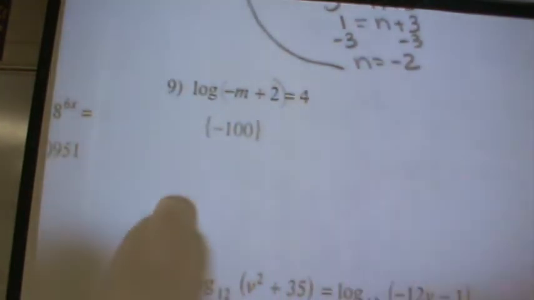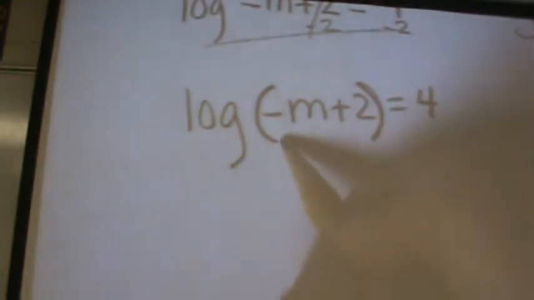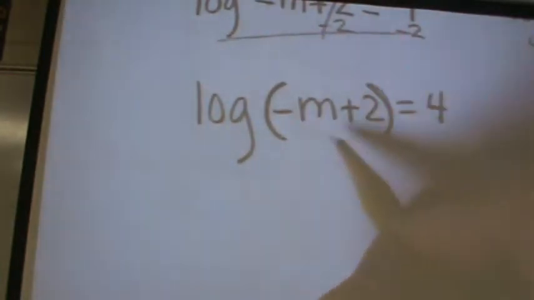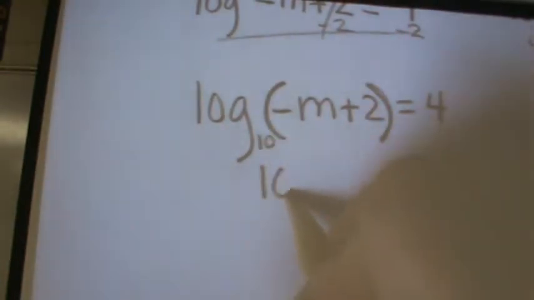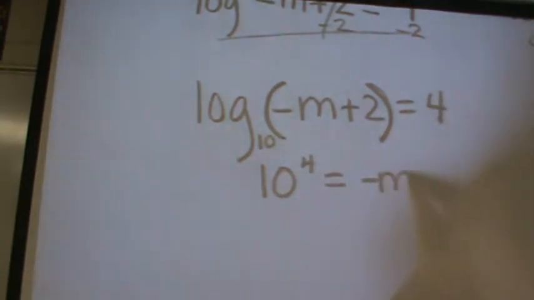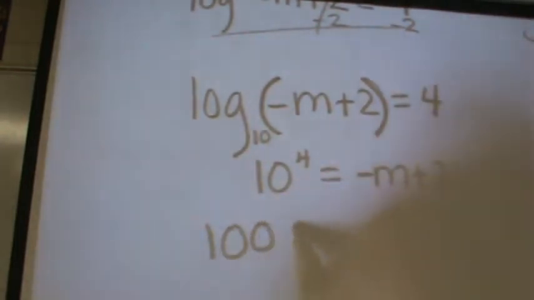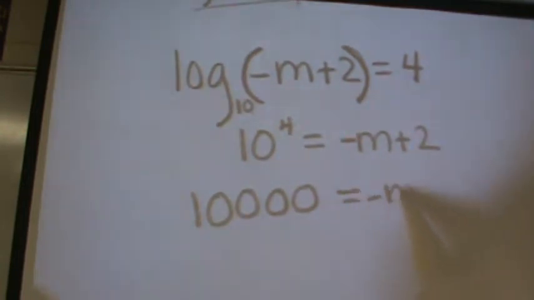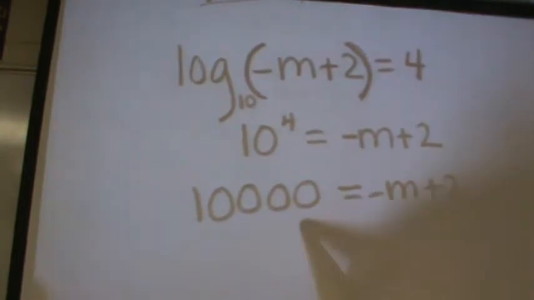Now, what if there were parentheses around this? What would you have done? You would rewrite it as 10 to the 4th power is equal to negative m plus 2. And 10 to the 4th power is 10,000. It's a 1 with 4 zeros. So you would subtract 2 and then divide by negative 1.